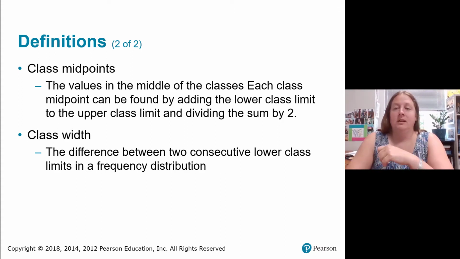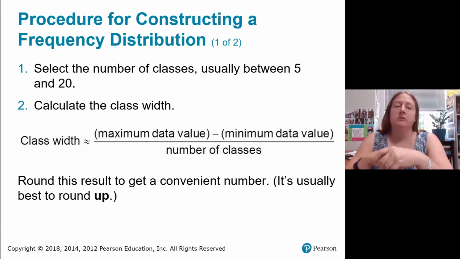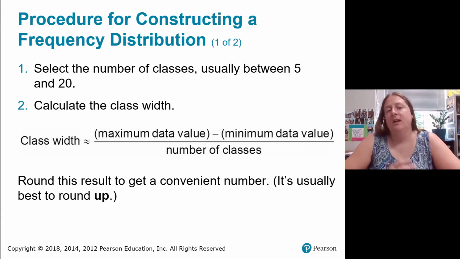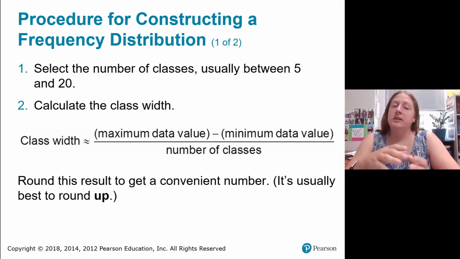So now that we have these definitions, let's talk a little bit about how we would construct a frequency distribution. The first thing we would do is choose the number of classes we're going to have. The way you choose the number of classes can depend on how spread out the data is, how many data values you have, the context of what you're studying. There are a lot of things that can go into deciding the number of classes. Usually, the number of classes you're going to want is going to be between 5 and 20.